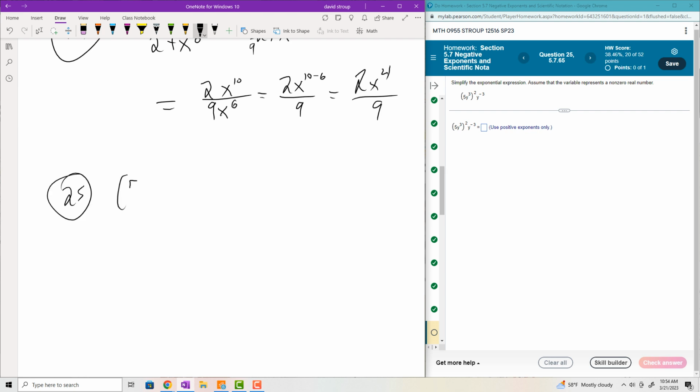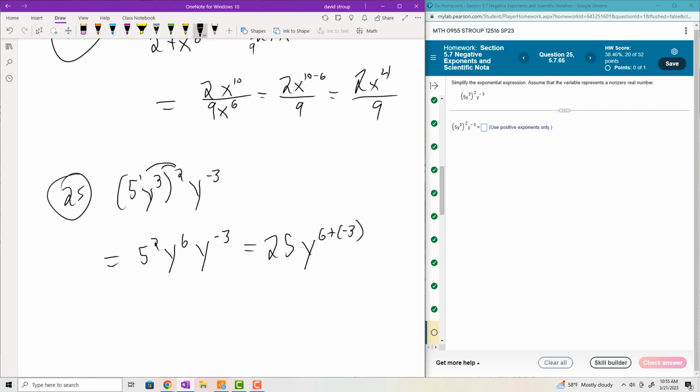25. We have 5y cubed squared times y to the negative 3. Again, the exponent on the 5 is a 1, and then we're multiplying out the exponents. So you have 5 squared y to the 6 times y to the negative 3. Then 5 squared is 25. And then, like bases, you add the exponents for multiplying. So you have 6 plus negative 3. That would be 25y to the 6 minus 3, which is just 3.